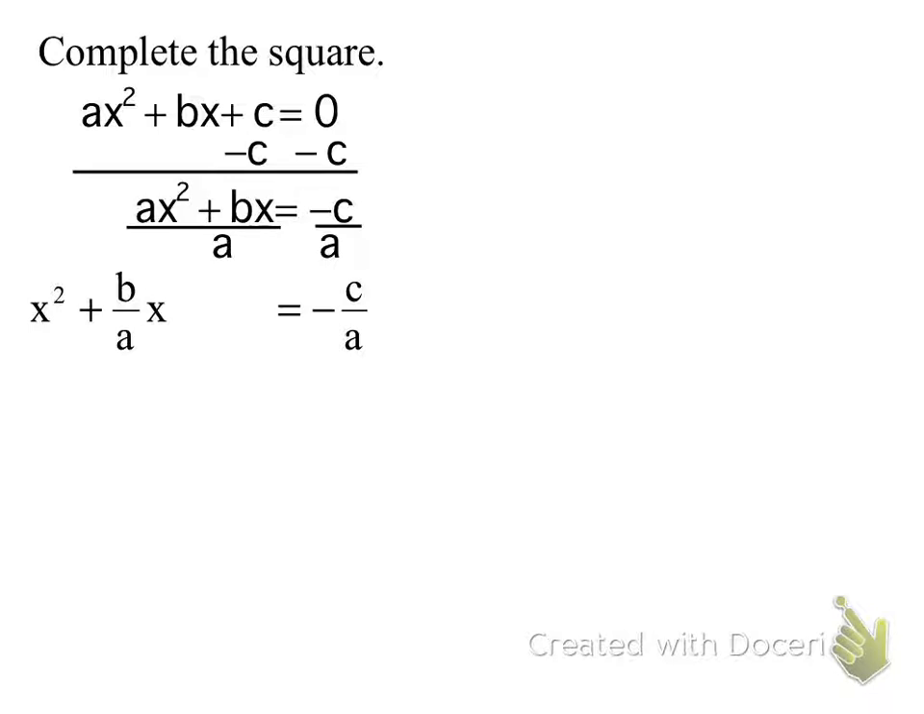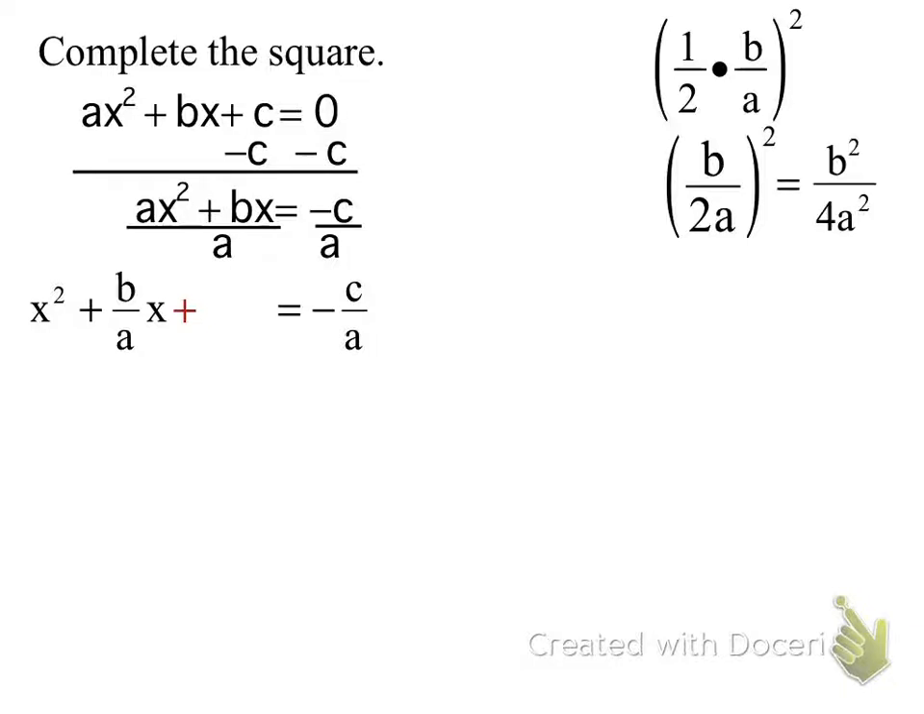Now, what do I do with the b over a now? Now you divide b over a by 2, which is the same as multiplying by 1/2. Dividing by 2 is the same as multiplying by 1/2. And then you square that, so it becomes b squared over 4a squared. Good. You guys with me? So we are adding b squared over 4a squared to both sides. You with me?